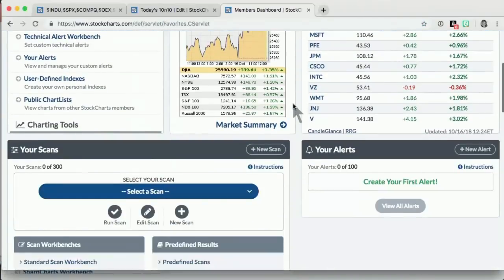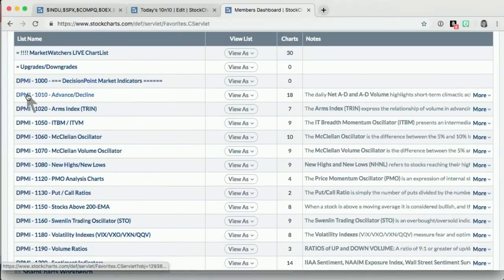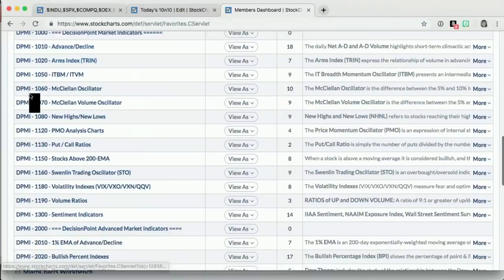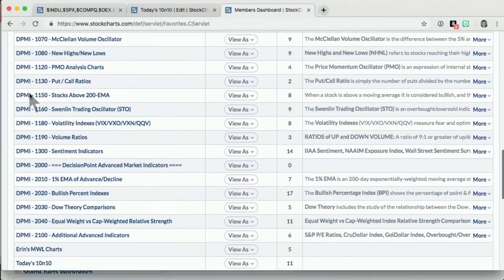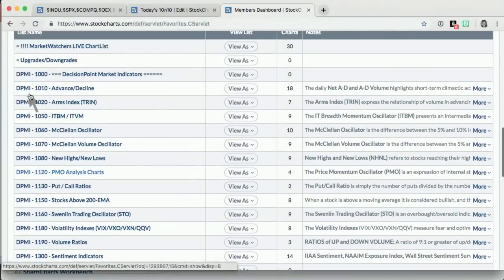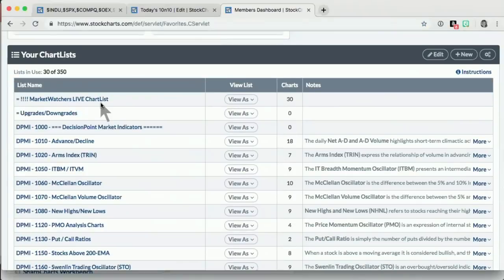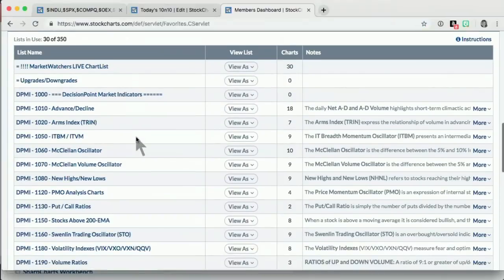All right, and I'm going to go down to my chart lists. And there you go, the DPMI, that's the chart pack. So these are all the chart lists that are included in that market indicator chart pack. All right, so let's go ahead and start off with the DP market indicators that I use primarily.